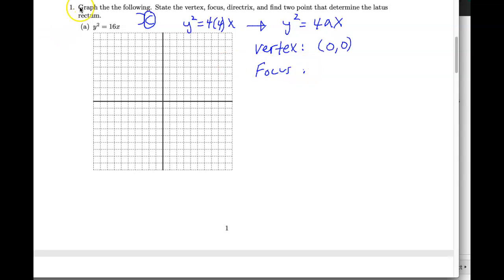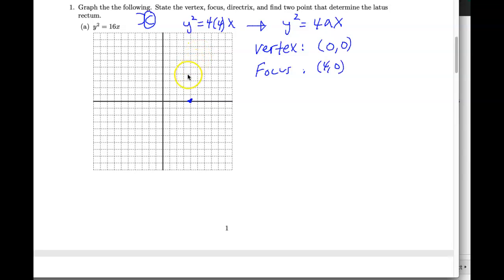And then this is kind of where it's so helpful: we know it's a right-facing parabola, and my a is 4, so that ordered pair has to be 4, 0. And we can go ahead and start to graph that here. So here's 4, 0.